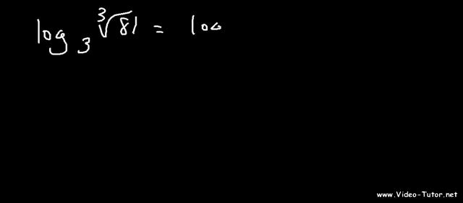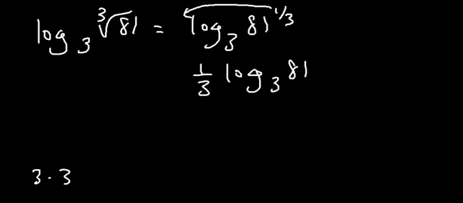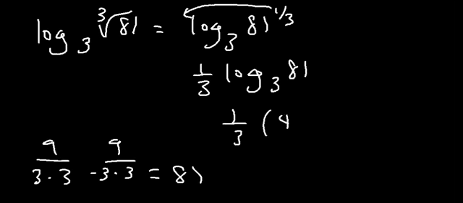And for our final example, log base 3 of the cube root of 81. This is log base 3, 81 to the 1/3. Move the 1/3 to the front. Then how many 3's do you have to multiply to get to 81? 3 times 3 is 9. And another 2 3's gives us 9. 9 times 9 is 81. So we need 4 3's to get to 81. So log base 3 of 81 is 4. So our answer is 4/3.